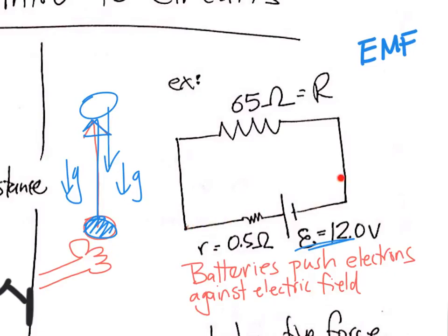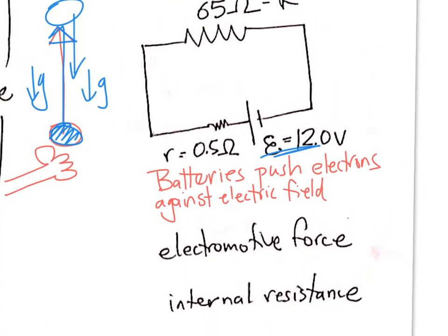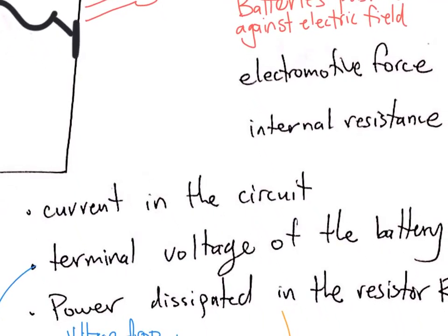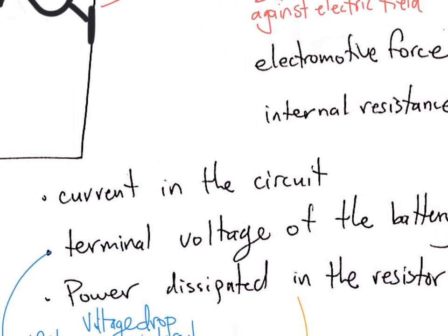Okay, so here's our circuit. We have a battery and then a resistor, 65 ohms. And the question asks a couple things. So electromotive force we talked about, and then internal resistance. Okay, so you could describe what those things are right there. So what is the current in the circuit? What is the terminal voltage of the battery?